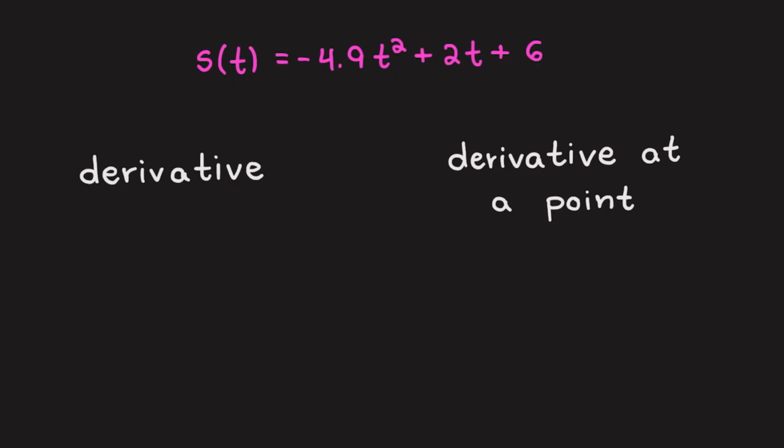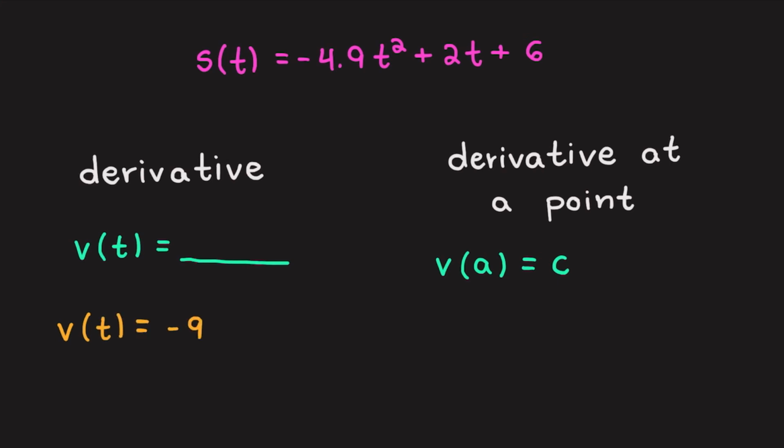The derivative and the derivative at a point are two different things. The derivative refers to a general equation, so you have the independent variable t and the dependent variable v of t. But the derivative at a point refers to plugging in some value for t, and in return you get a specific value for the derivative. The derivative of this particular position function is negative 9.8 t plus 2.